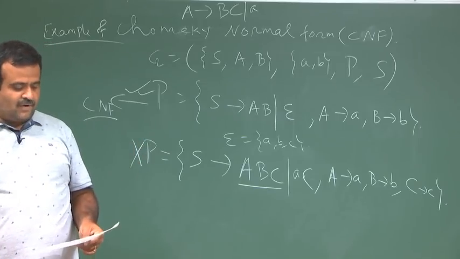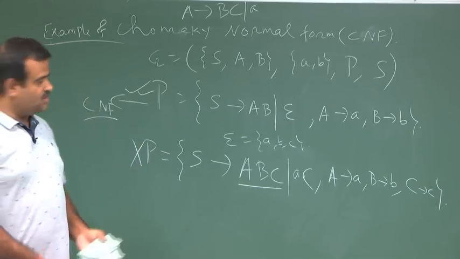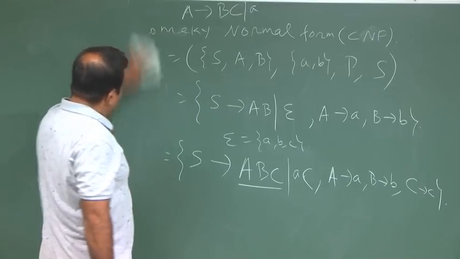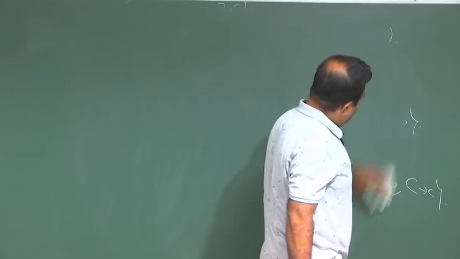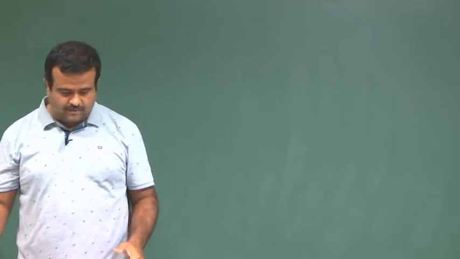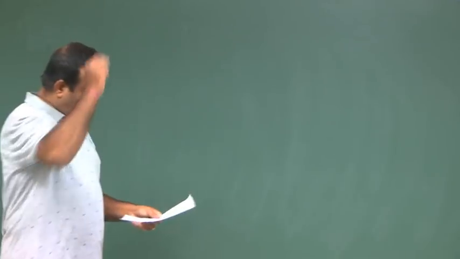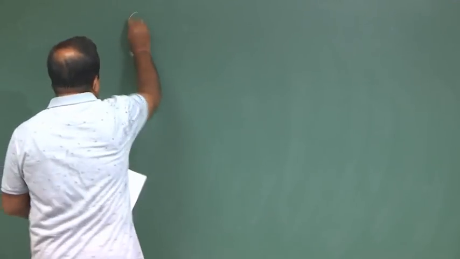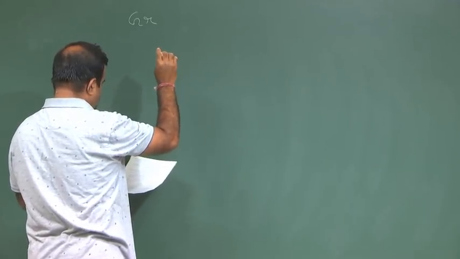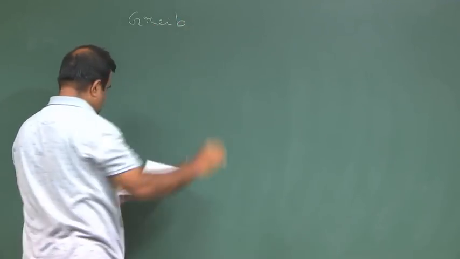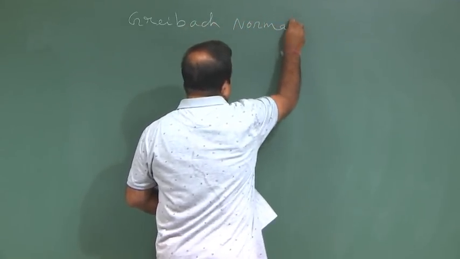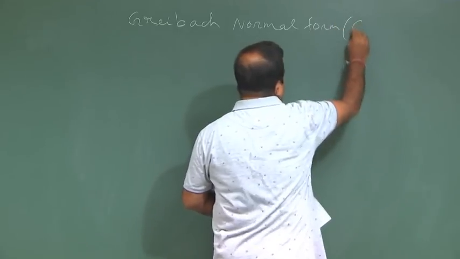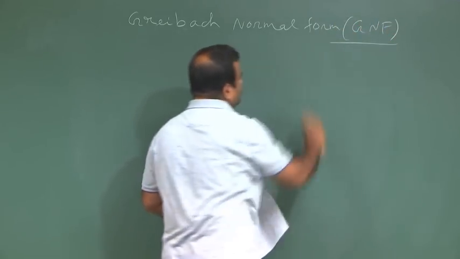Before that, let us define another normal form, which is Greibach normal form, GNF.